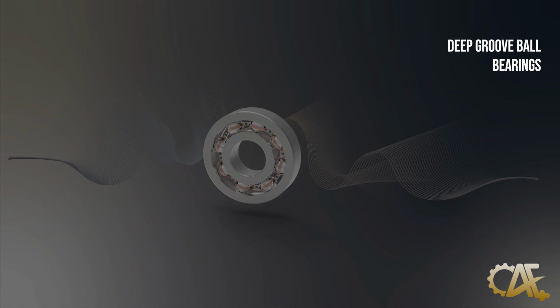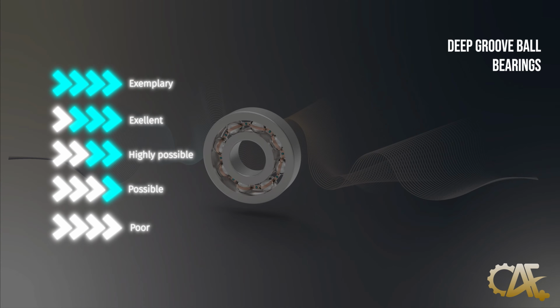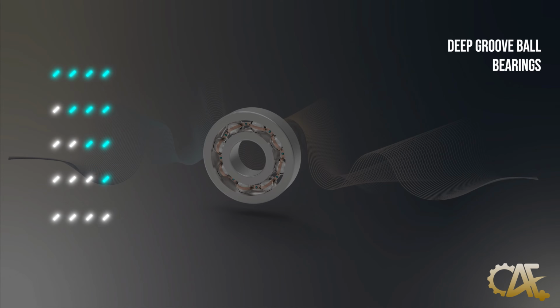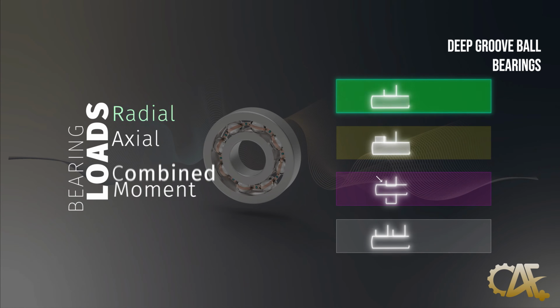To quantify the performance of each bearing type, we'll employ the templates shown here, assessing them based on the 4 primary bearing loads discussed earlier. The rating system ranges from 0 to 4 points or chevrons, where 0 indicates poor performance and 4 represents exemplary performance. Let's return to the deep groove ball bearing and start with its bearing load ratings.